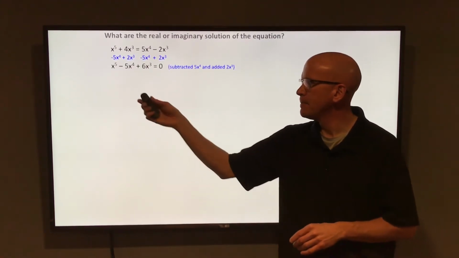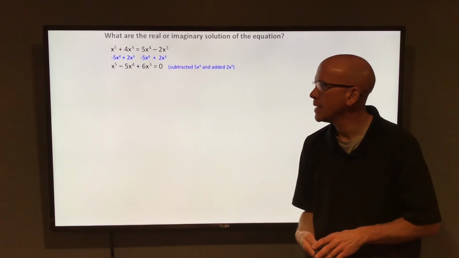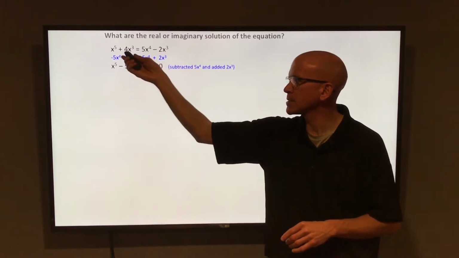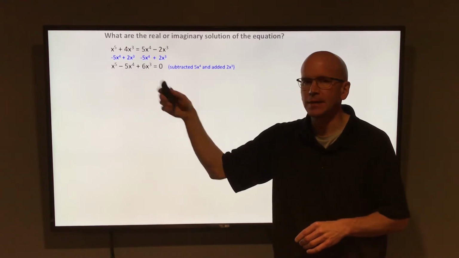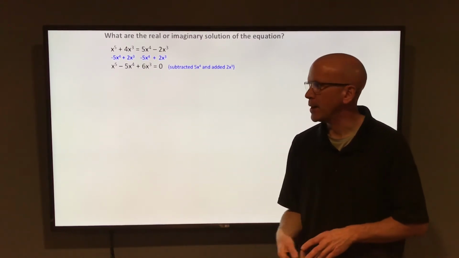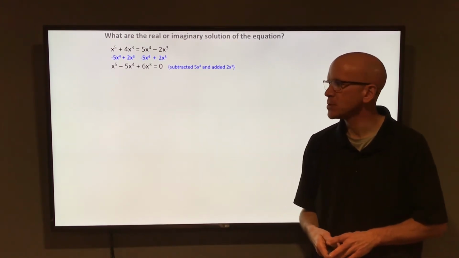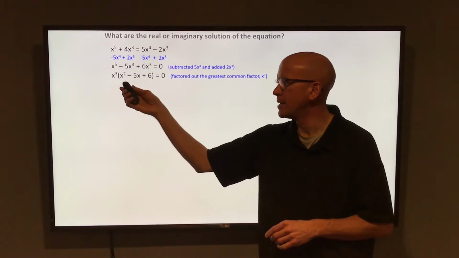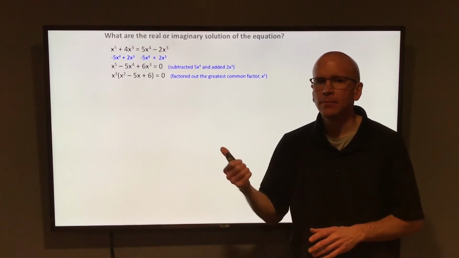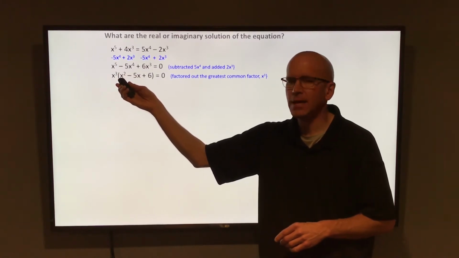When you do that, get x to the 5th minus 5x to the 4th plus 6x to the 3rd equals 0. So we're taking 4x to the 3rd plus 2x to the 3rd and getting that 6x to the 3rd. Now, look for a common factor that you can factor out. If you look at those three terms, x to the 3rd is a common factor. So you can factor an x to the 3rd out. When you do that, divide each term by x to the 3rd, and that's what goes in the parentheses. So if you divide x to the 5th by x to the 3rd, that is x squared.